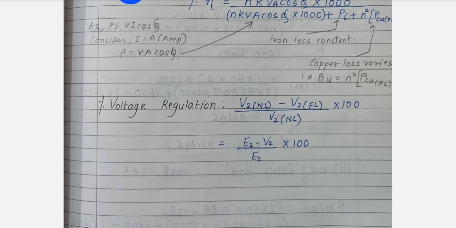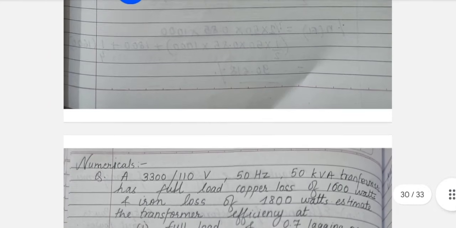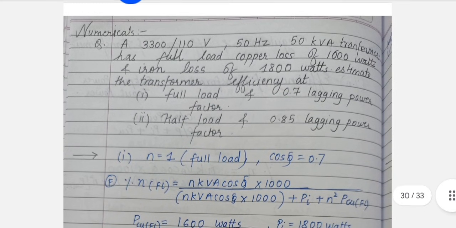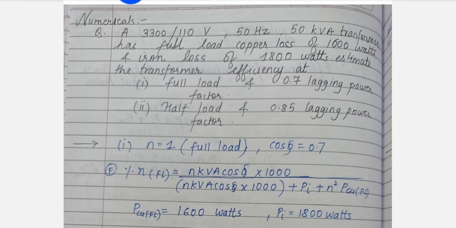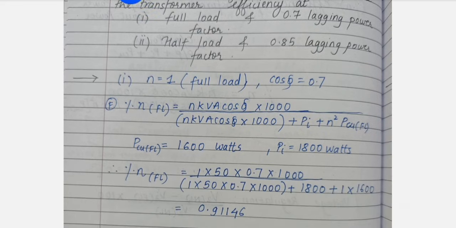Then voltage regulation. Voltage regulation is V2 NL, that is no load, minus V2 FL, that is full load, upon V2 NL into 100. This is your voltage regulation formula. Simple. So these are the two concepts for definition: voltage regulation and efficiency of transformer. One numerical we can see on this: a 3300 per 110 volt, 50 hertz, 50 kVA transformer has full load copper loss of 1600 watts and iron loss of 1800 watts. Estimate the transformer efficiency at full load and 0.7 lagging power factor, and at half load and 0.85 lagging power factor.